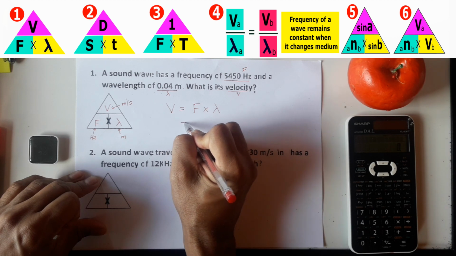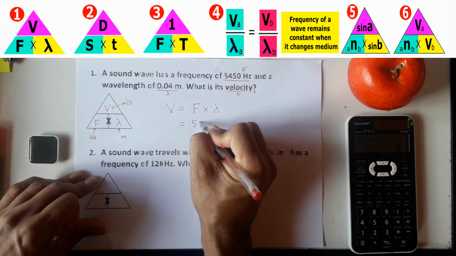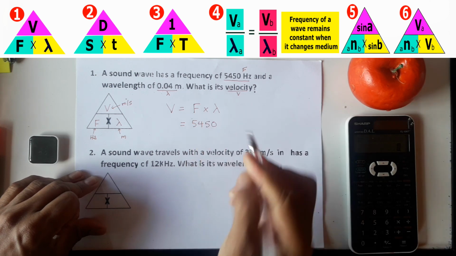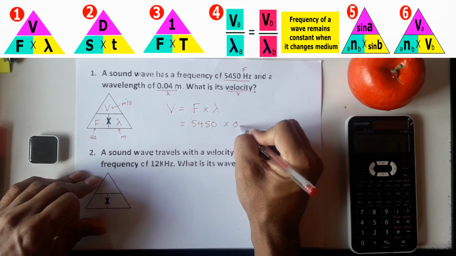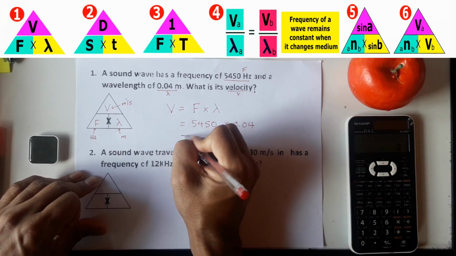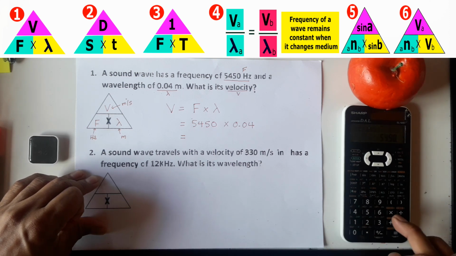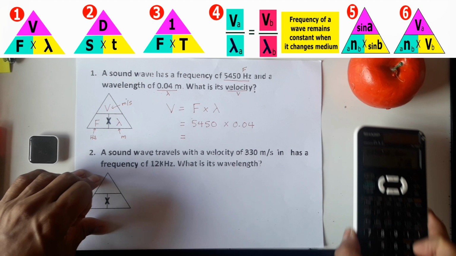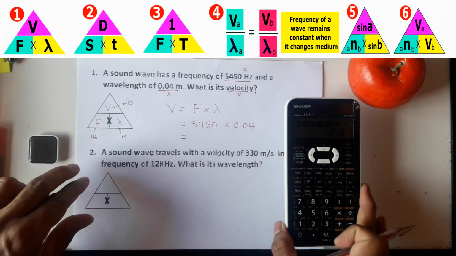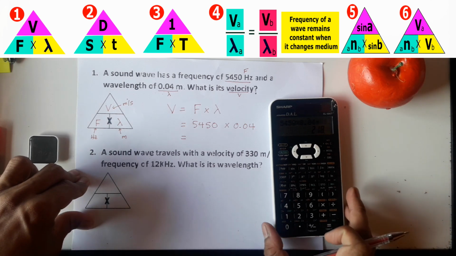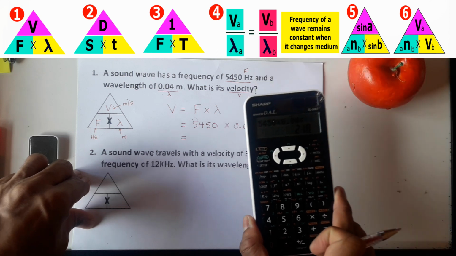So to find the velocity, we just take the frequency, which is 5450 Hertz, and the wavelength, which is 0.04. So let's multiply that and let's see what we get. 5450 multiplied by 0.04. Now, I'm hoping that you can see the calculator properly. If not, I can always move it up once in a while so you can see it clearer.